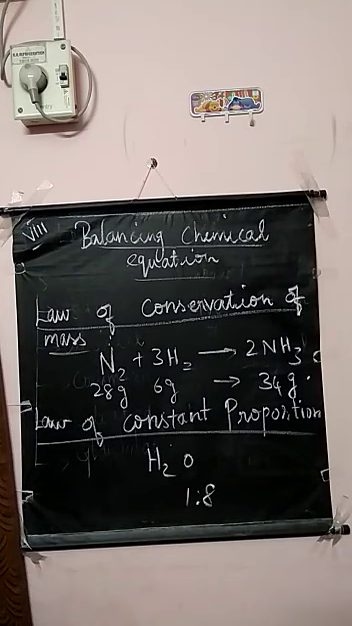The next one is the law of constant proportion. Constant proportion means that in a pure chemical compound the elements are always present in a definite proportion by mass. For example, hydrogen and oxygen undergo a chemical reaction and form water, H2O. The ratio of hydrogen and oxygen is 1:8. It is constant. If you want to get water, that ratio doesn't change. That is the law of constant proportion.